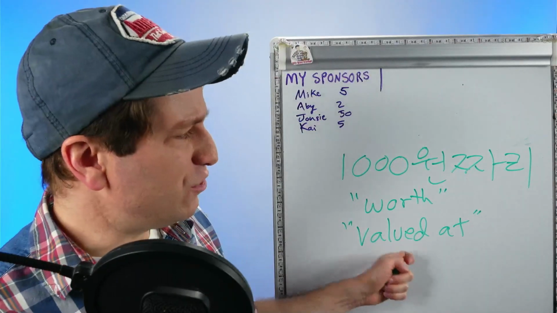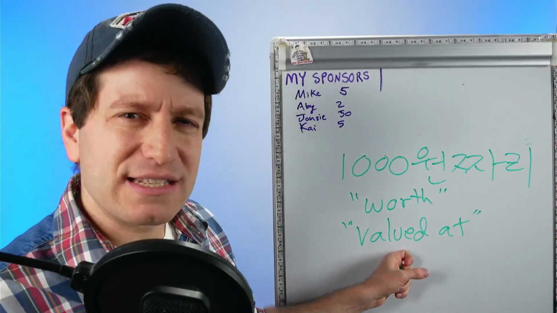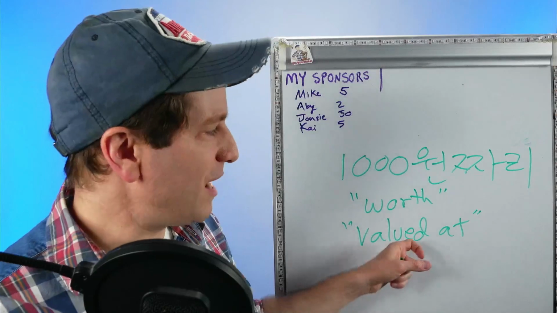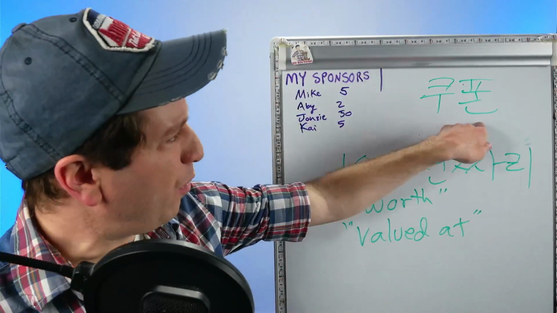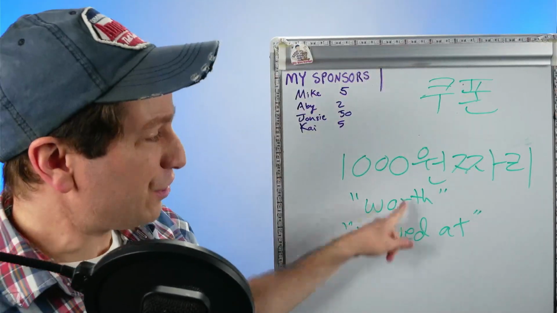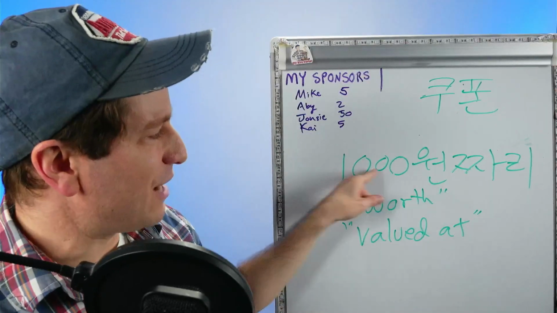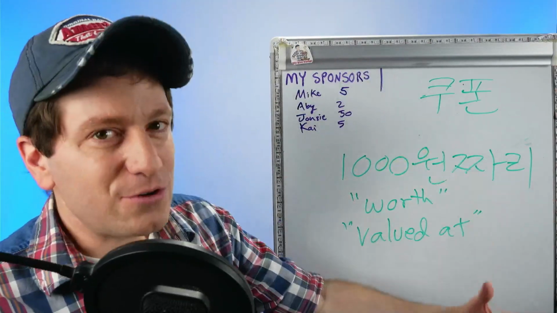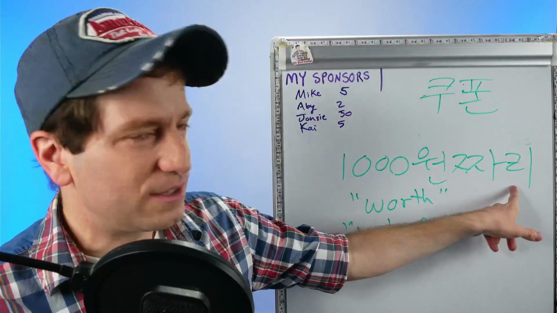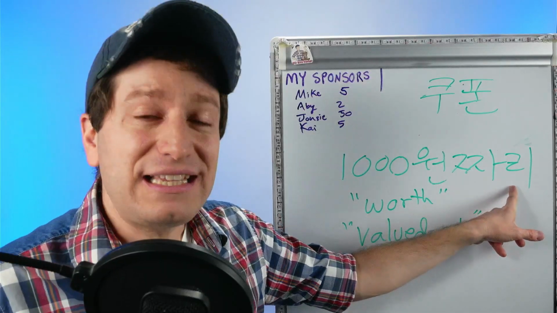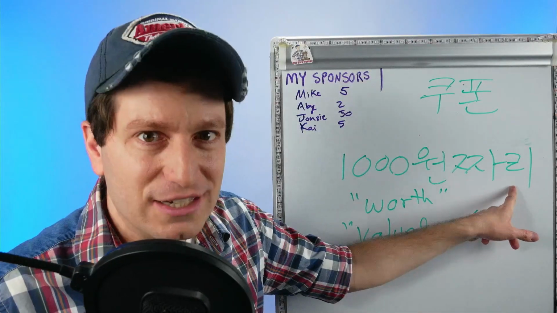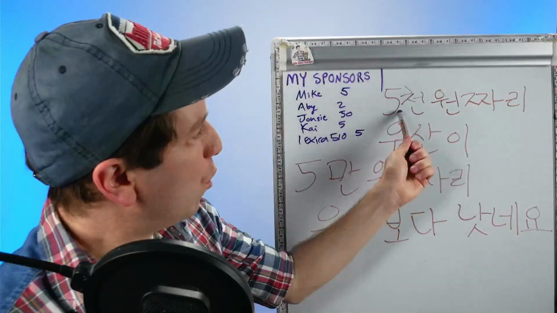So in this case, when you use it with money, you might want to translate it as valued at, or maybe if you have a 1,000원짜리 coupon, you have a coupon worth 1,000 won. You can think of it like that, or a coupon valued at 1,000 won. So every counter that you use jjeori with will likely have a completely unique translation. So let's do an example.